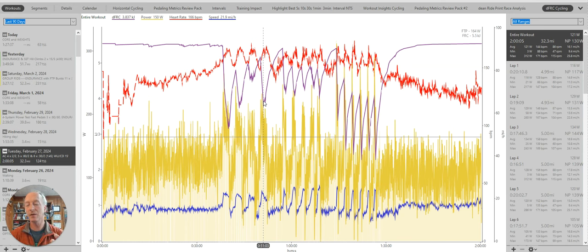Now, what does this tell me? This tells me a couple things. Number one, they need to go harder next time. Number two, they need more recovery. So this athlete, this is 2 on, 2 off. They probably need 4 minutes between each one, if not maybe even 5 or 6 minutes between each one, if I'm going to get their FRC down to 2.5.